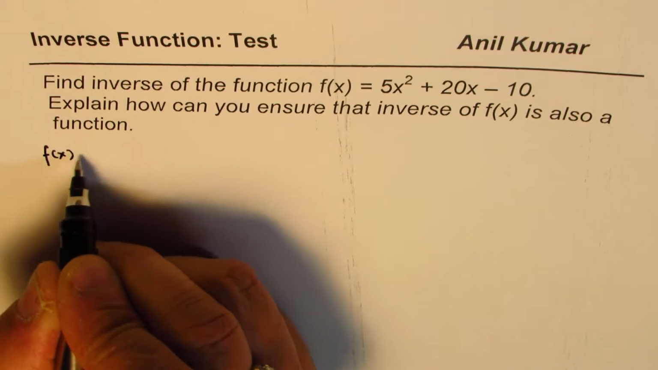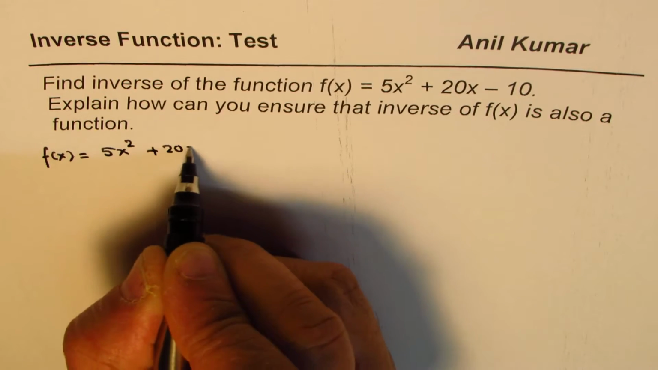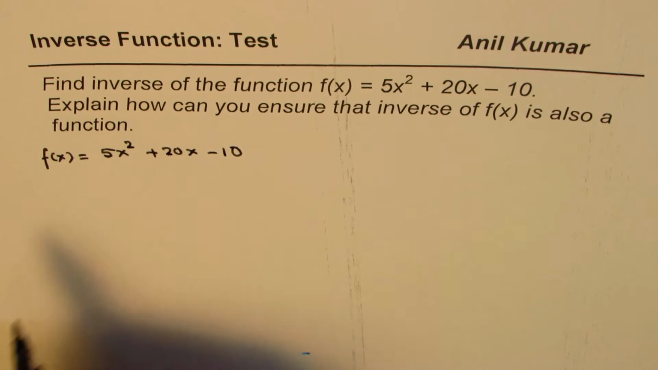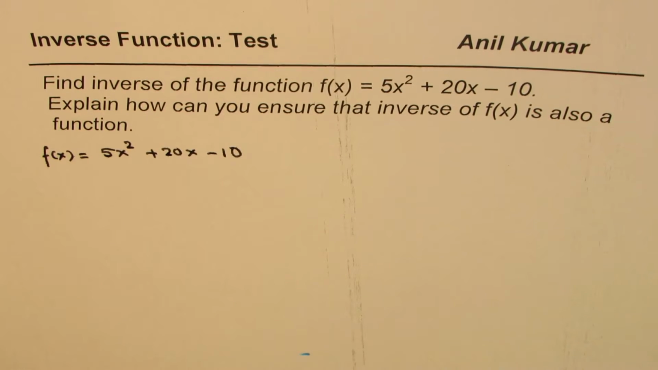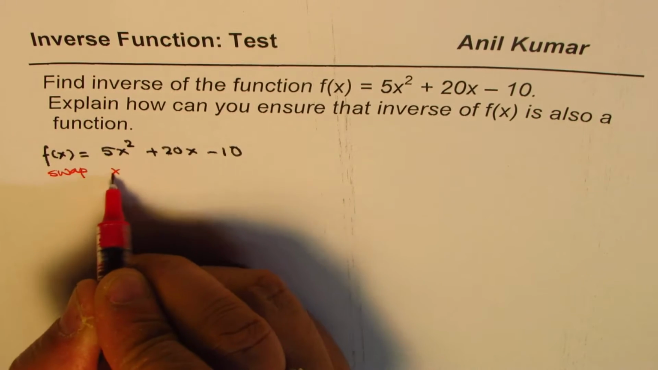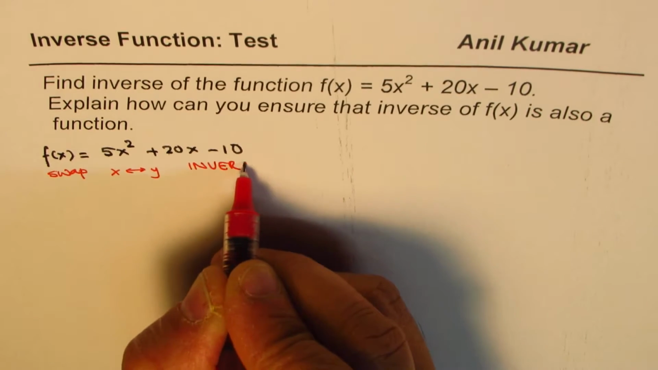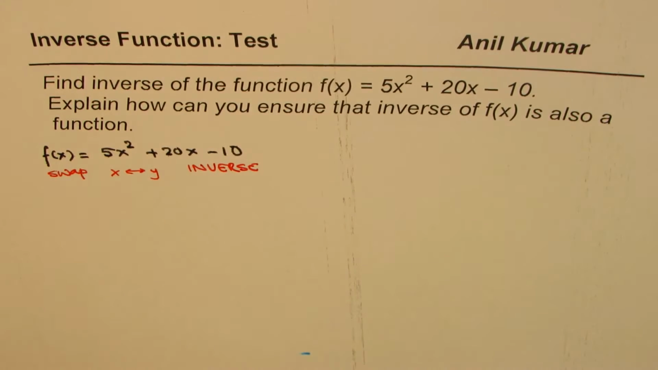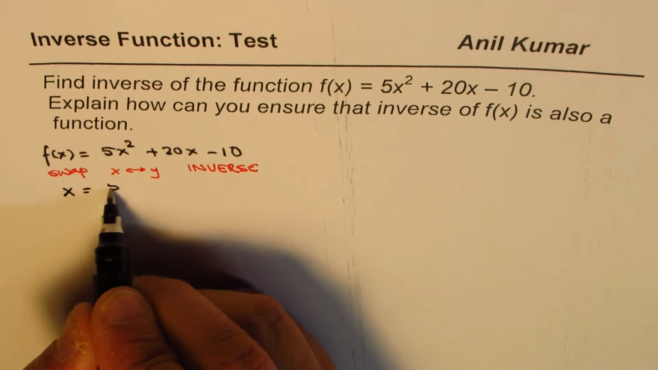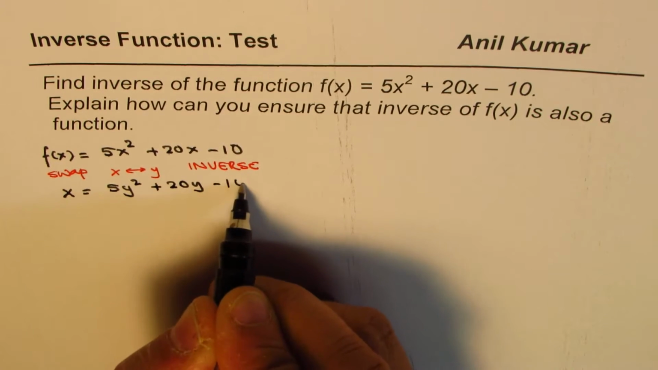We are given f of x equals 5x squared plus 20x minus 10. Now, to find the inverse, we have to swap x and y. That is the first step, right? So we need to swap x and y values. That is to find the inverse. Is that okay? And then we have to isolate y. So we could write this as x equals 5y squared plus 20y minus 10.